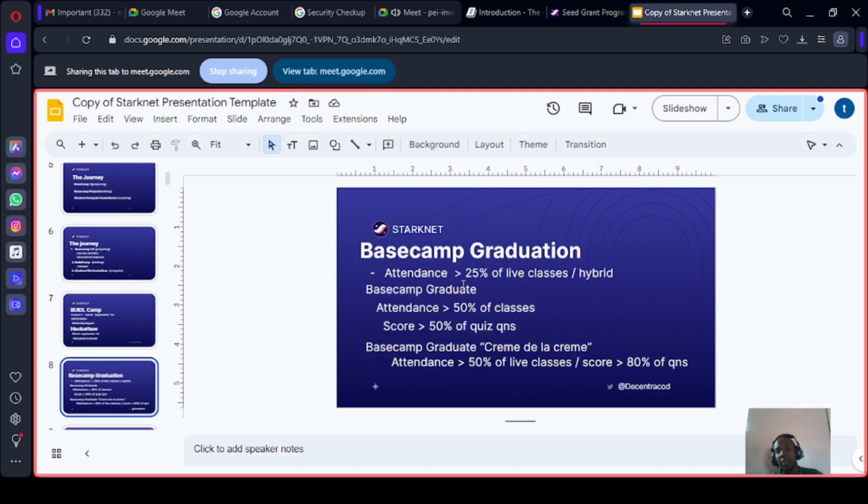The criteria for our graduation: we award attendance at 25%, meaning you have attended 25% of all the live classes. Then for the Basecamp graduate, you must have attended more than 50% of the classes, whether physical or remote, and you must have scored 50% from the quiz questions.